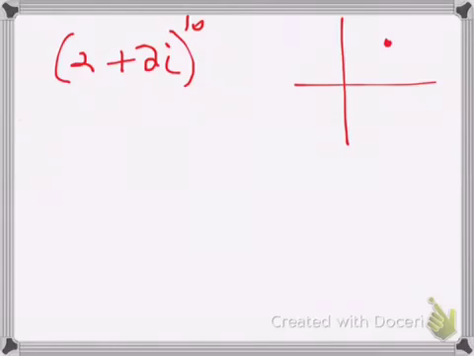Two is in the first quadrant. What's the angle of that? 45 degrees, pi over 4, right? So our angle, theta, is pi over 4.